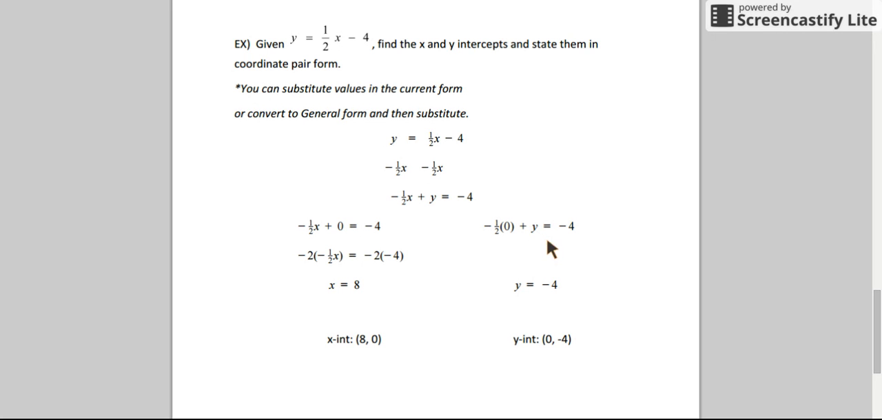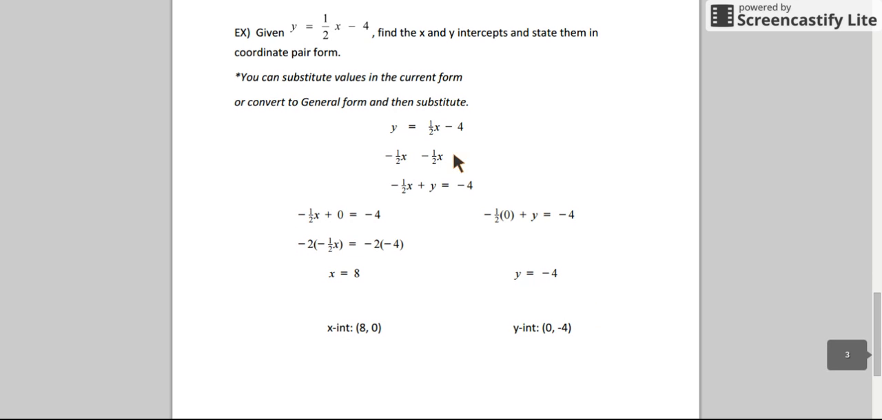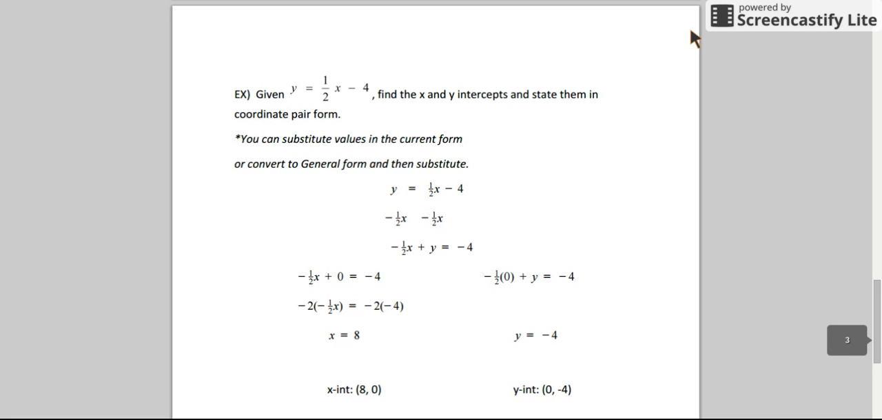And so here would be an example of why that general form is so nice, because once we take care of that x term, we're already set up for the solution of y. So our y-intercept was -4 given an x value of 0. So now we got 2 points. We can plot them and connect them to draw the line of this equation. So there's how we solve for x and y-intercepts algebraically.